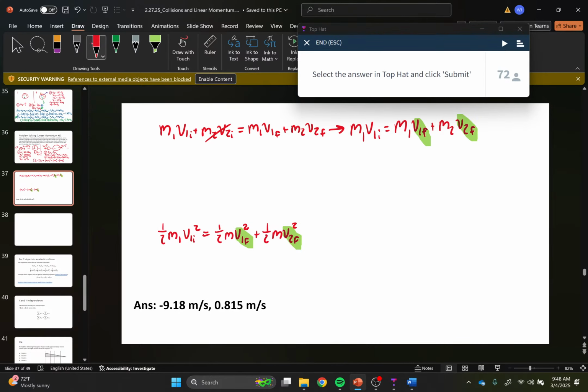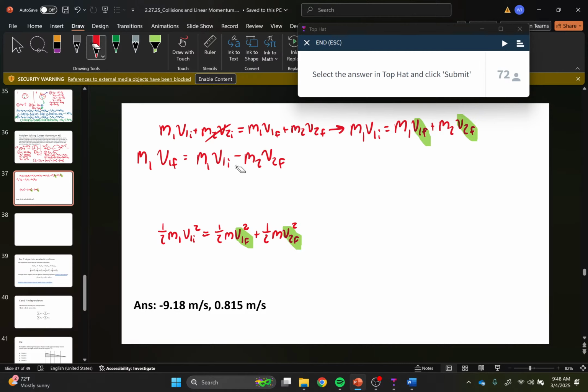Well, first, I'm going to get V1F by itself. So M1 V1F equals M1 V1 initial minus M2 V2 final. I just moved things around. All I did was move things around.